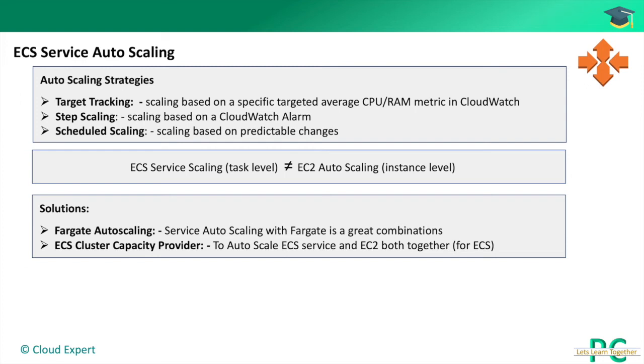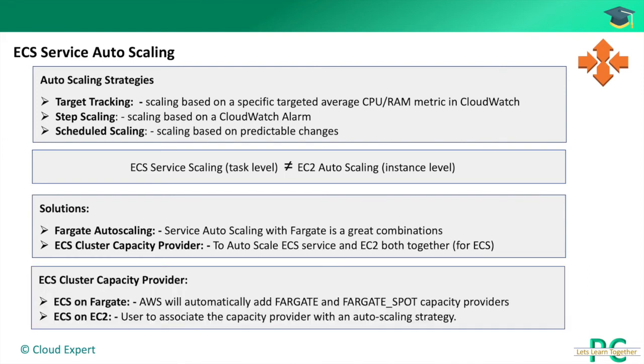Either you can go for Fargate. As I told earlier, Fargate is a serverless offering. That means here you don't have to provision any underlying hardware or EC2 instances. Service autoscaling with Fargate is a great combination, and you don't have to really consider any EC2 instances. And the next option is ECS Cluster Capacity Provider. To autoscale ECS service and EC2 both together, you should define an ECS Cluster Capacity Provider.